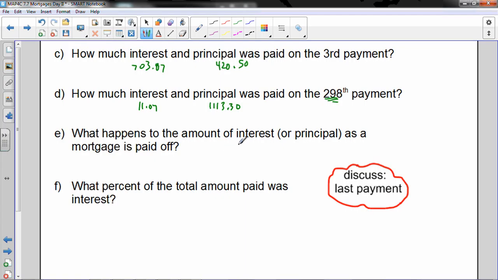What happens to the amount of interest as a mortgage is paid off? Well, more of each payment goes toward paying the principal. So interest decreases.